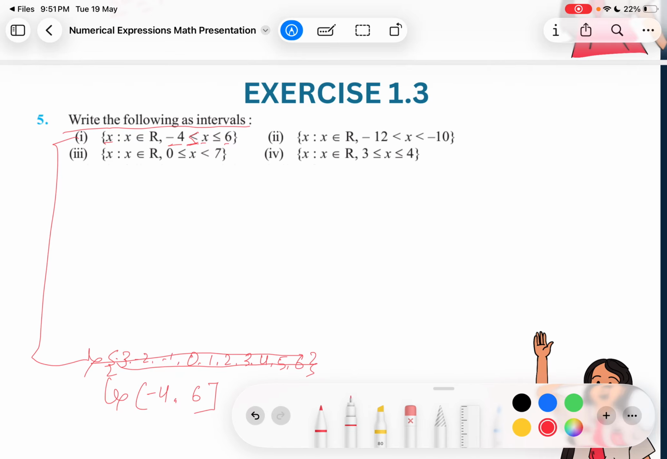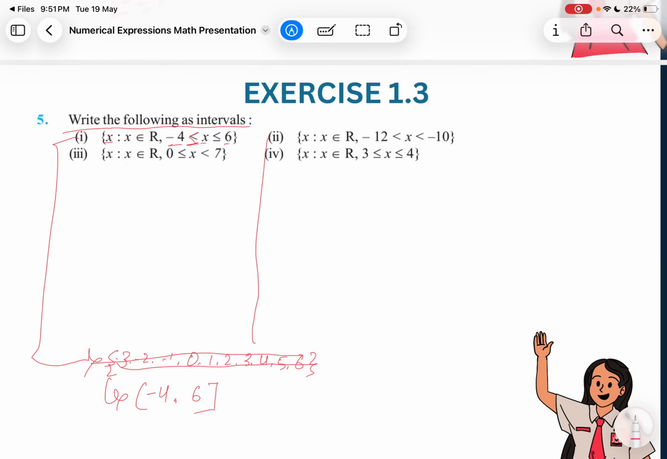Okay, next question, question number 2. X is a real number and here there is only a less than symbol, so we will make it open, -12 comma, and here also this is greater than, not greater than or equal to, so comma -10 and open. Okay, for the third one, x is in R, and here you see the equal to sign is there, so square bracket 0 comma, there is no equal to sign, so 7 and close, sorry, open.